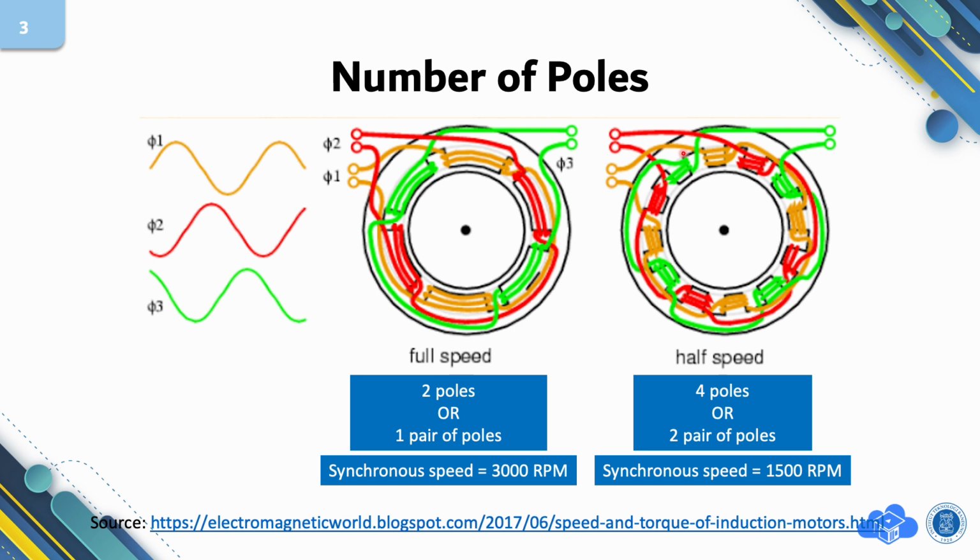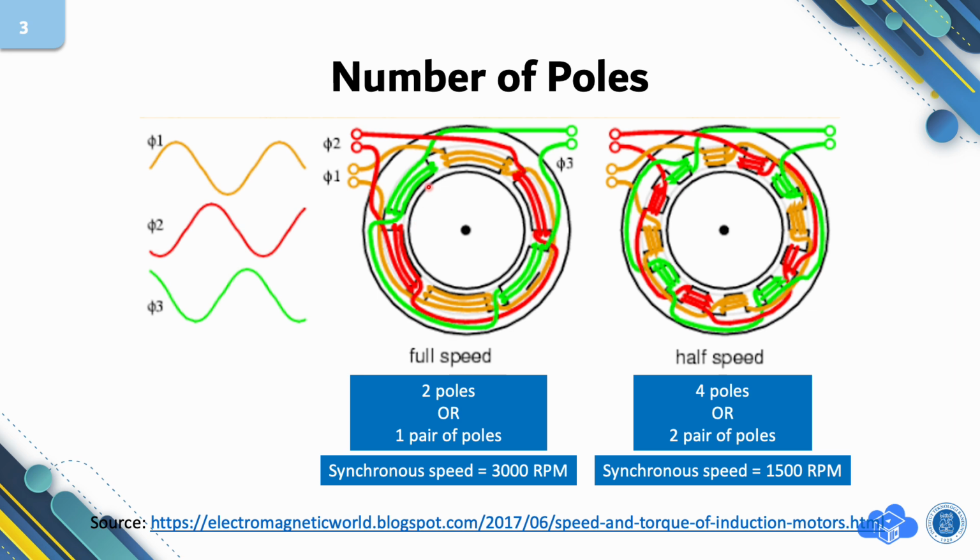So that's why it is called four poles, or in other words, we say that this is two pairs of poles. If we analyze the vector of the magnetic field using this configuration, the synchronous speed will be divided by 2, which is 1500 RPM. So using this technique, we can divide the synchronous speed of the motor by integers.